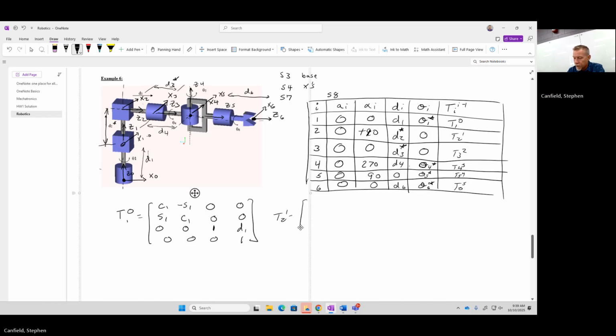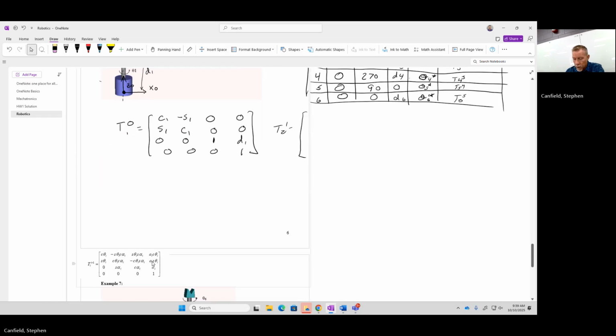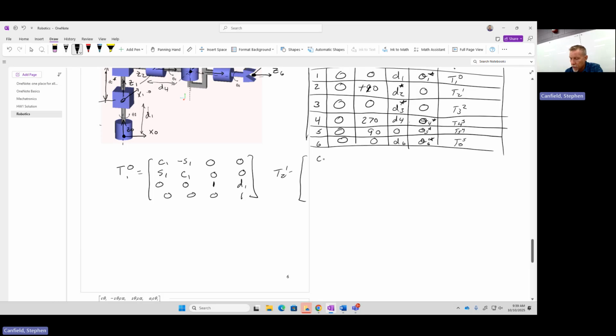T2,1. Looking at my table, so far so good? This part was okay? Yeah. So the first row is cosine theta 2, well, theta 2 is 0, so that's a 1. This one's weird. You don't get too many thetas equal to 0. Don't complain, it makes your robot easier. Second row is negative sine theta 2 times the cosine of 90. Well, that's 0 times 0. Next one is sine theta 2 times sine of 90, which is 0. And the last one is A1, which is 0, times the cosine of 0, which is 1.